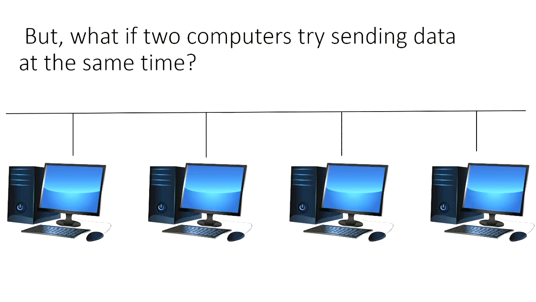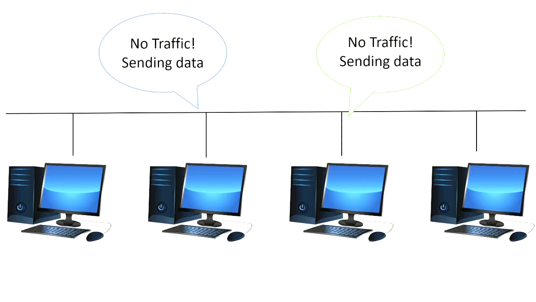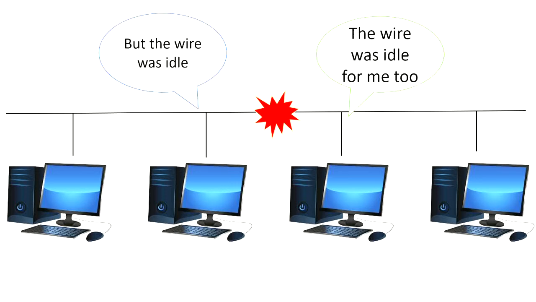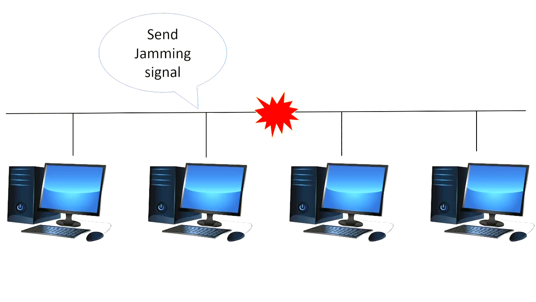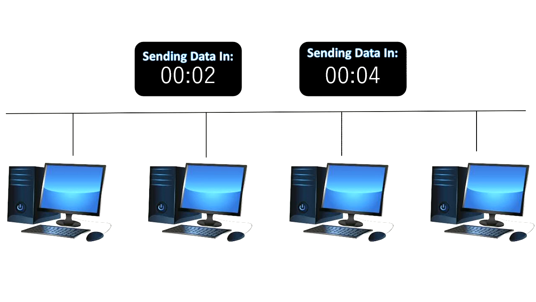But then again, what if two computers try to send data at the same time? Both of them want to send data, both of them sense there is no traffic, and they're going to send data. And there's a collision. So what they're going to do is send a jamming signal saying that there was a collision, and now only these two stations will be allowed to send data, when they have a timer set with random amounts.